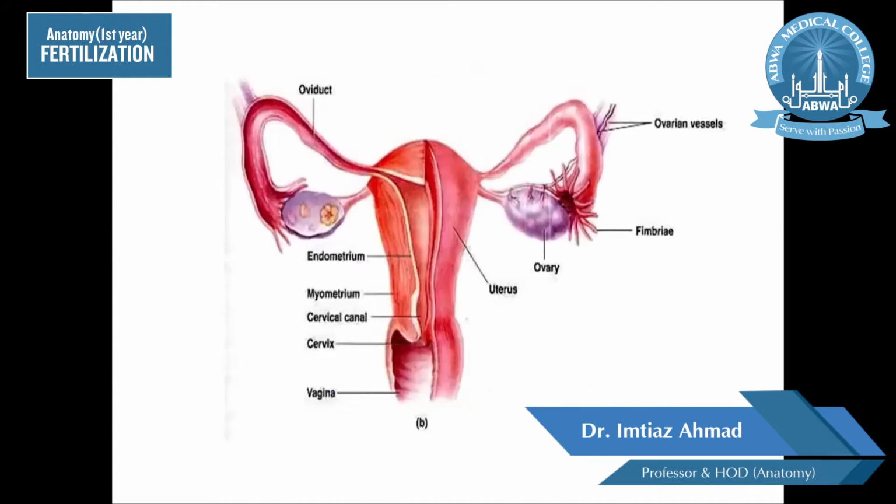First of all, we should learn the female organs. That is the vagina. This is the uterus. These are the fallopian tubes on either side. And these are the ovaries, here and here.